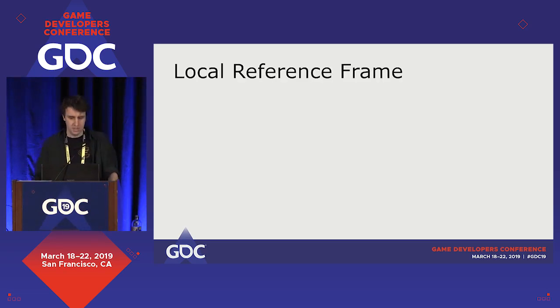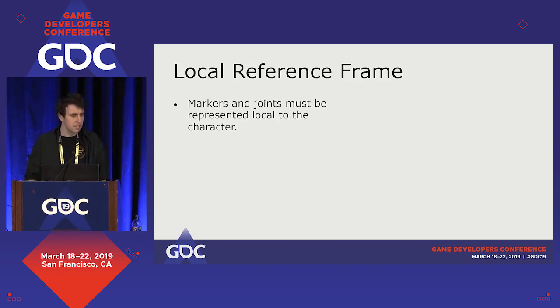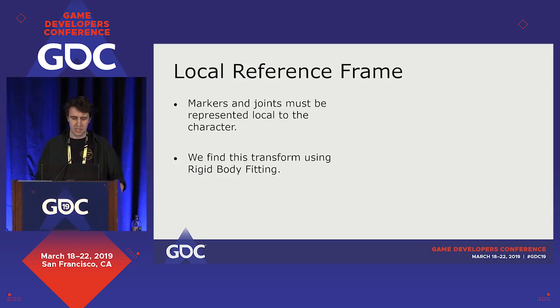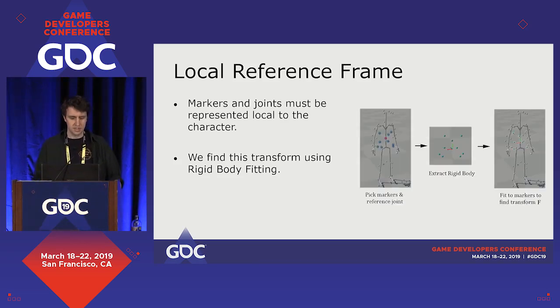There's one more important thing, which is that you need to represent everything local to the character. This is a problem because when we have the marker data, it may already be broken. So we need to find some local reference frame, but our data is already broken. One method we found that works fairly well in practice is to use rigid body fitting. Here we pick a selection of markers around the torso and a reference frame, and we use this as a rigid body which we fit into the marker data at runtime. As long as the markers around the torso are not completely broken, this process works fairly well.